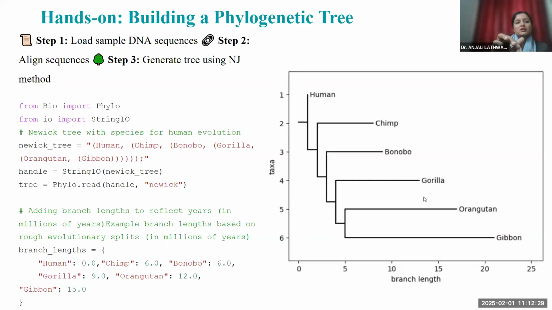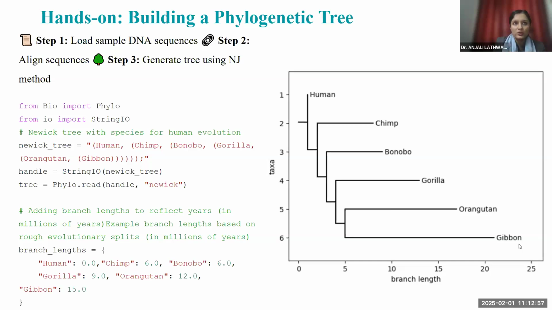You see, gibbons are closer to orangutan, right? Then gorilla, bonobo, chimp, and humans are distant. Humans are very close to chimp, right? You can tell the branch differences: 0, 6, 6, right? Everything. These are the branch lengths. So if I see orangutan and gibbon, humans are very distantly related to them, closer to chimp, right?